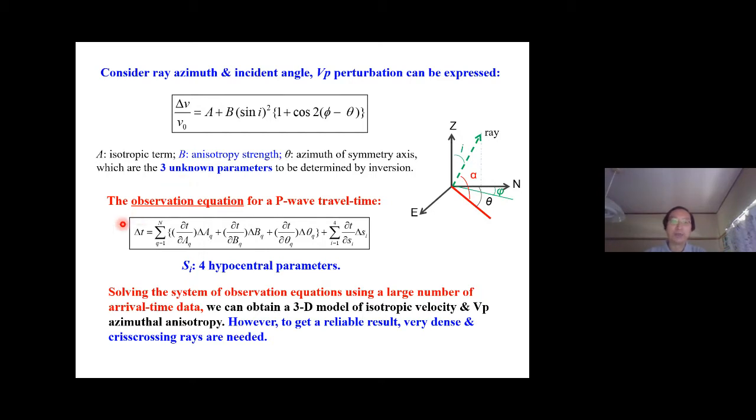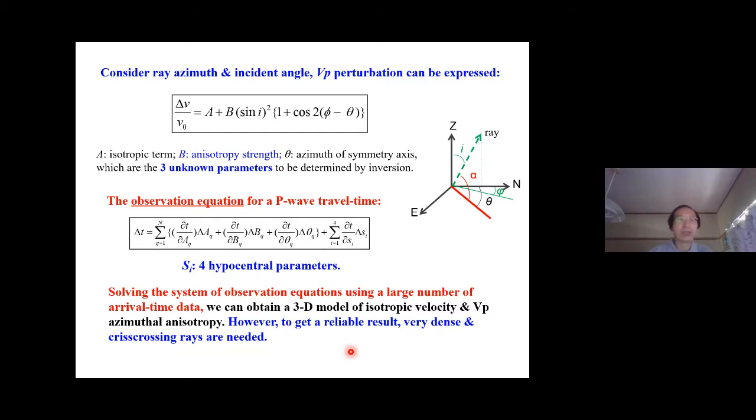The observation equation for P wave travel time in anisotropic tomography can be expressed by this equation. Here, the term on the right-hand side represents the four hypocentral parameters of a local earthquake. So by solving the system of observation equations using a large number of real travel time data, we can obtain a 3D model of isotropic velocity and azimuthal anisotropy. However, to get a reliable result, very dense and crisscrossing rays are needed.